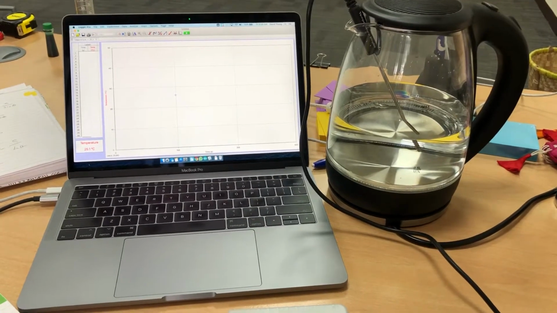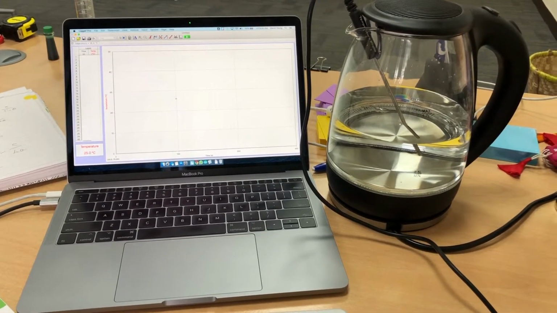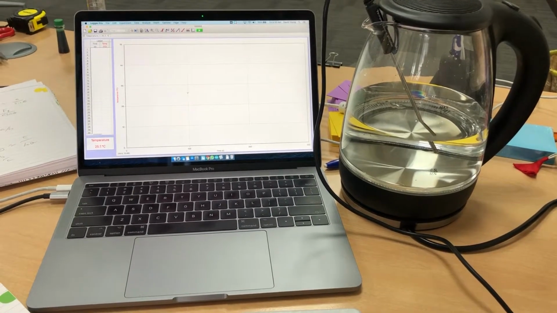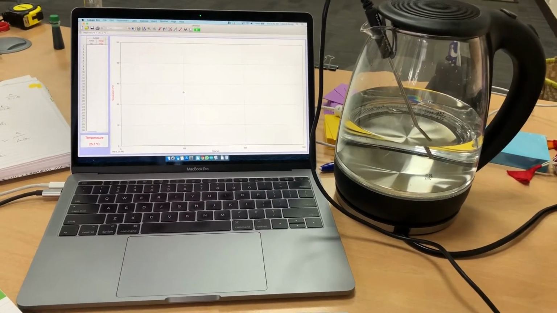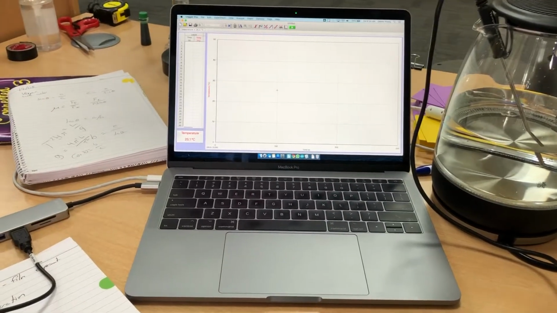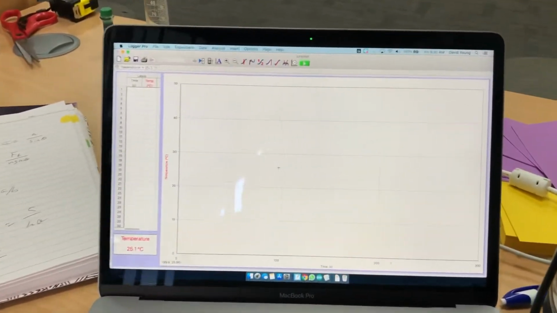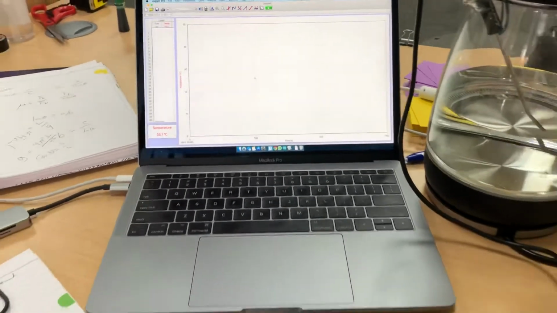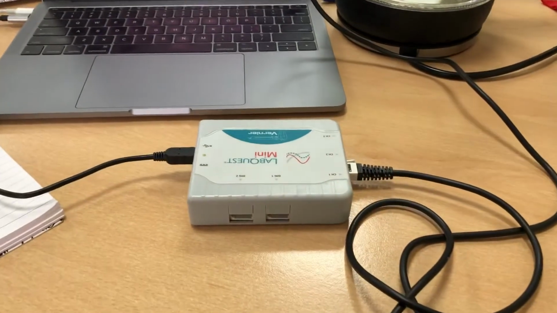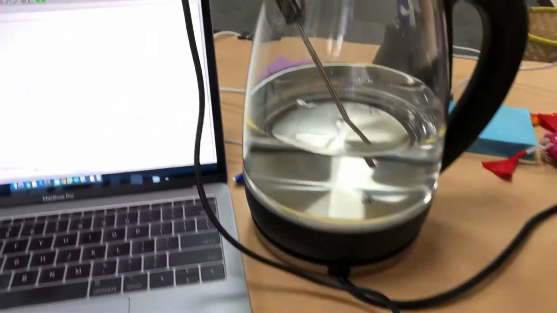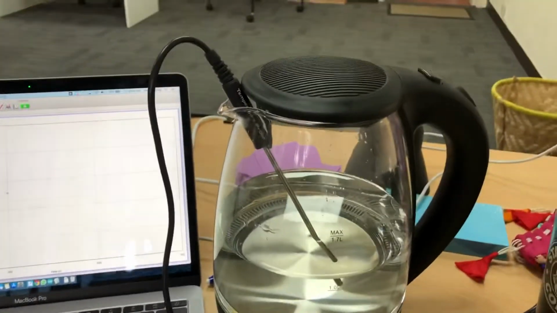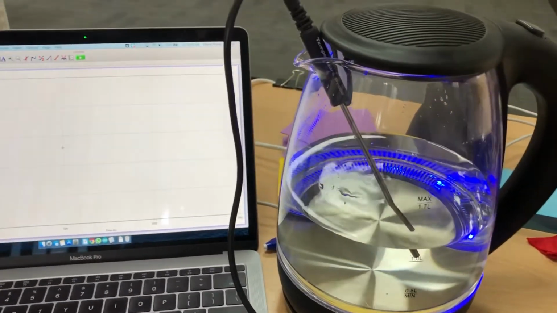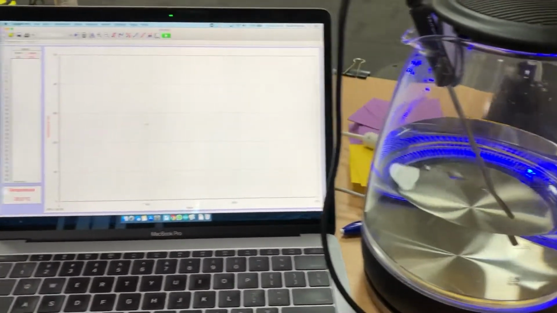So this is our little experiment to look at how water is heated in a kettle and how the temperature changes as heat is added. So you can see I have my computer set up here, and this is Logger Pro. It's connected to an interface right here, which is connected to a temperature sensor, which is in the kettle right now. So what I'm going to do is turn the kettle on, and you see the fancy blue light.